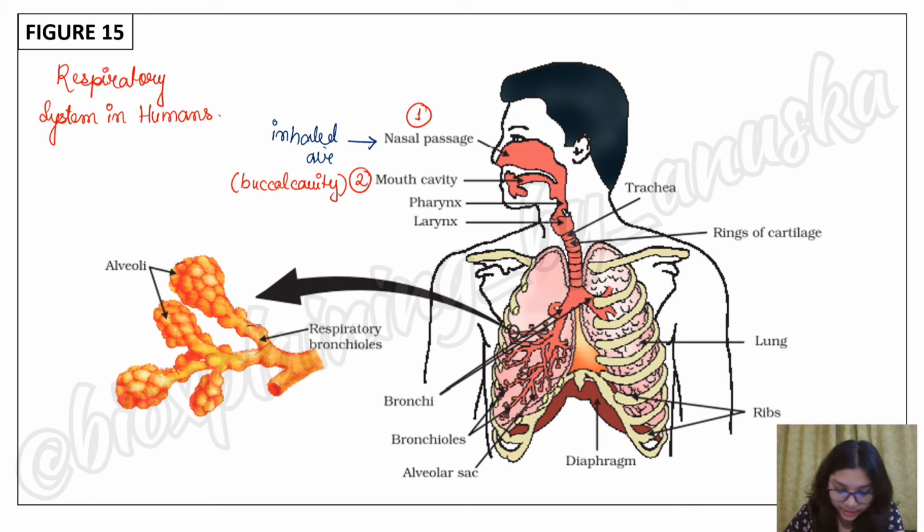Then part number 3 that we have refers to your trachea here. The trachea is also known as the windpipe. So it takes the inhaled air downwards into the lungs.